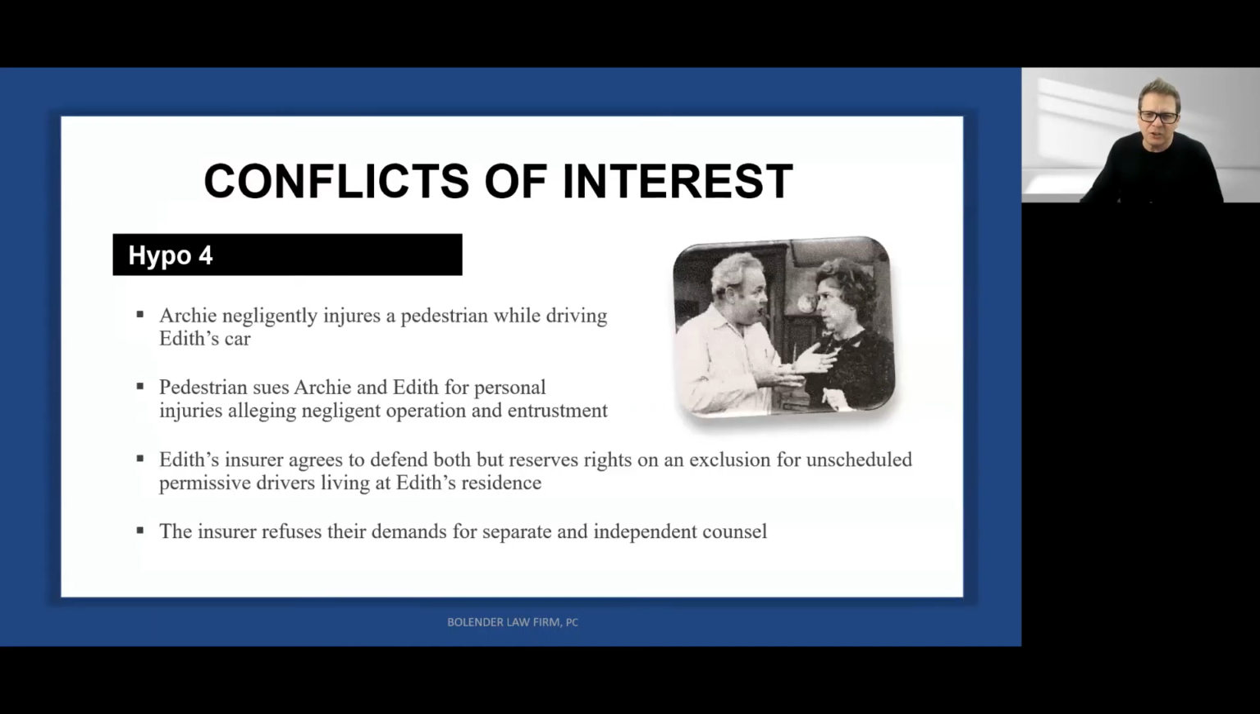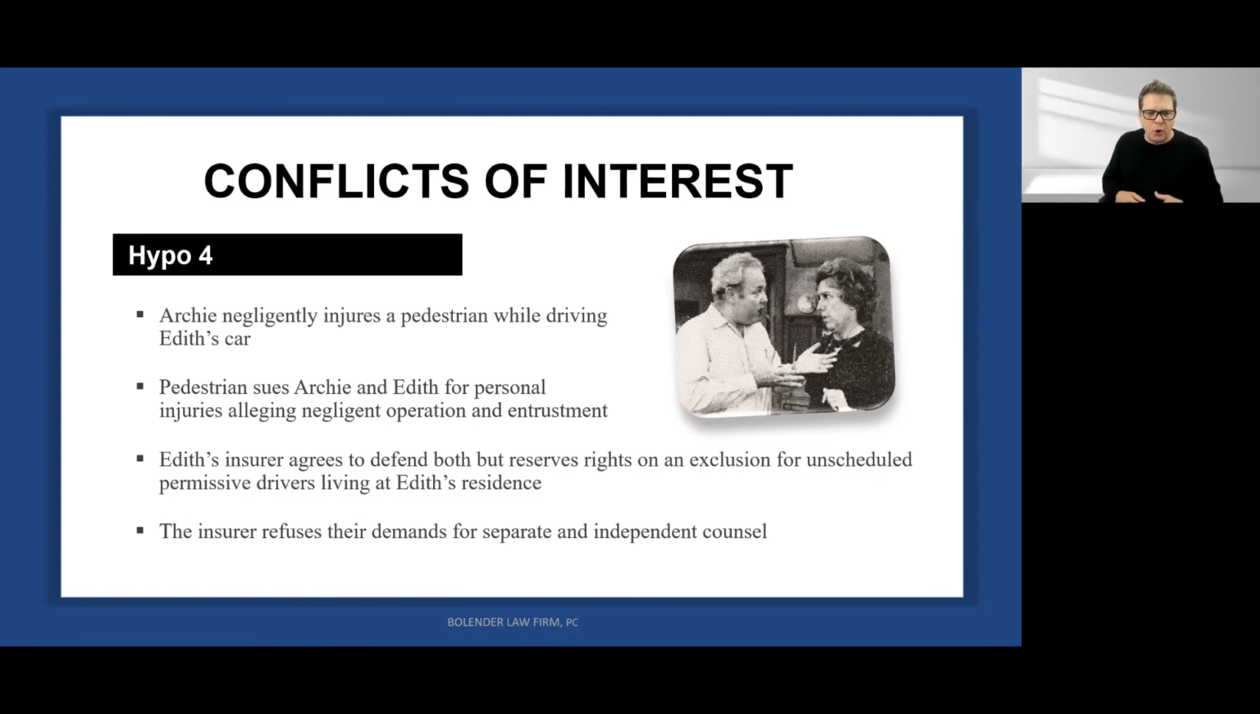analysis. Now let's look at one other hypothetical here. In hypothetical number 4, Archie was in a car accident while driving Edith's car. Both he and Edith are sued. This is your garden variety personal injury auto accident case. Now, Edith's insurance company agrees to defend both of them, but it reserves rights because the policy has an exclusion for drivers who are living with Edith at the time of the accident.